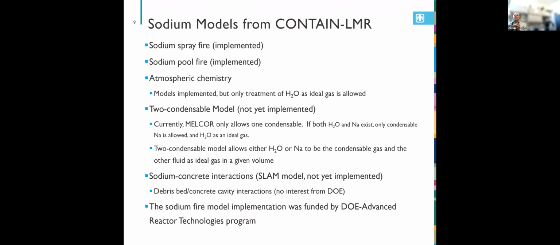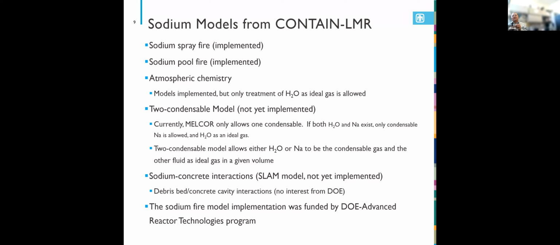Here are the sodium models in MELCOR, coming from CONTAIN-LMR. CONTAIN was also developed at Sandia in the 80s. There were two CONTAINs in MELCOR. MELCOR survived, and CONTAIN was dropped from NRC consideration, so consider it a legacy code.